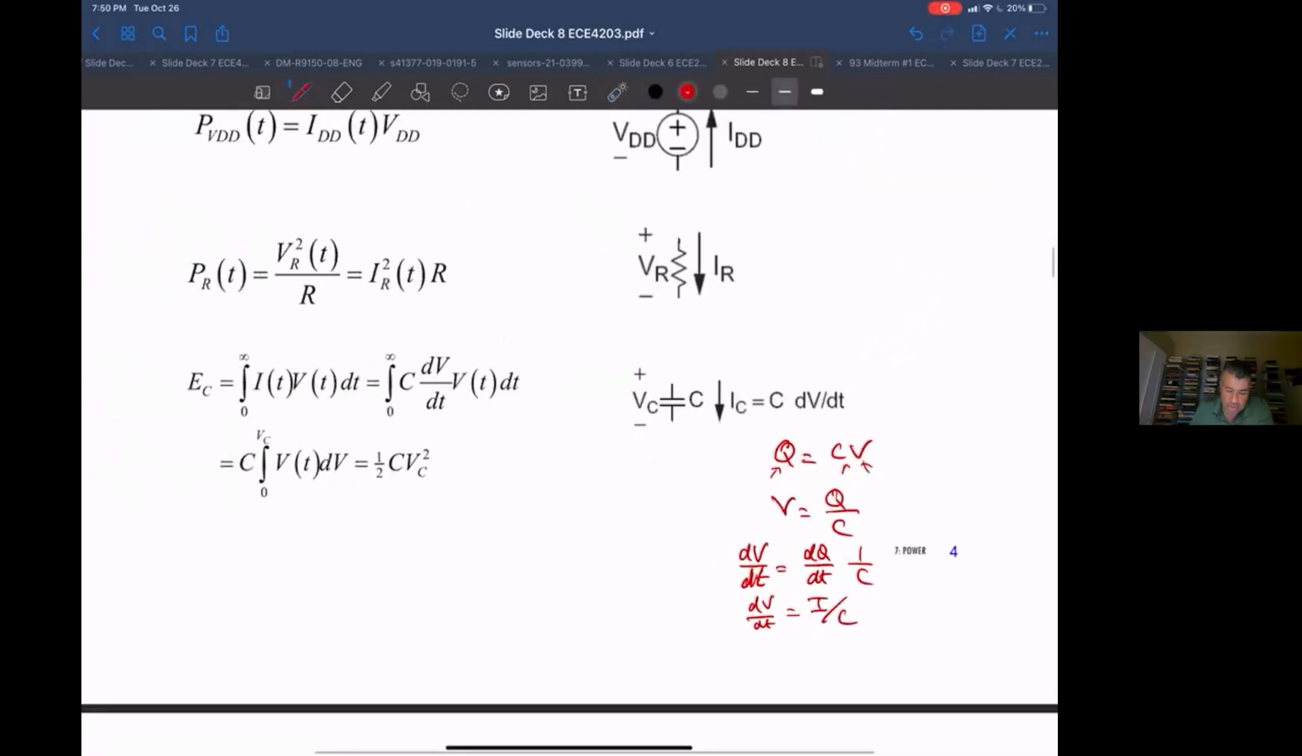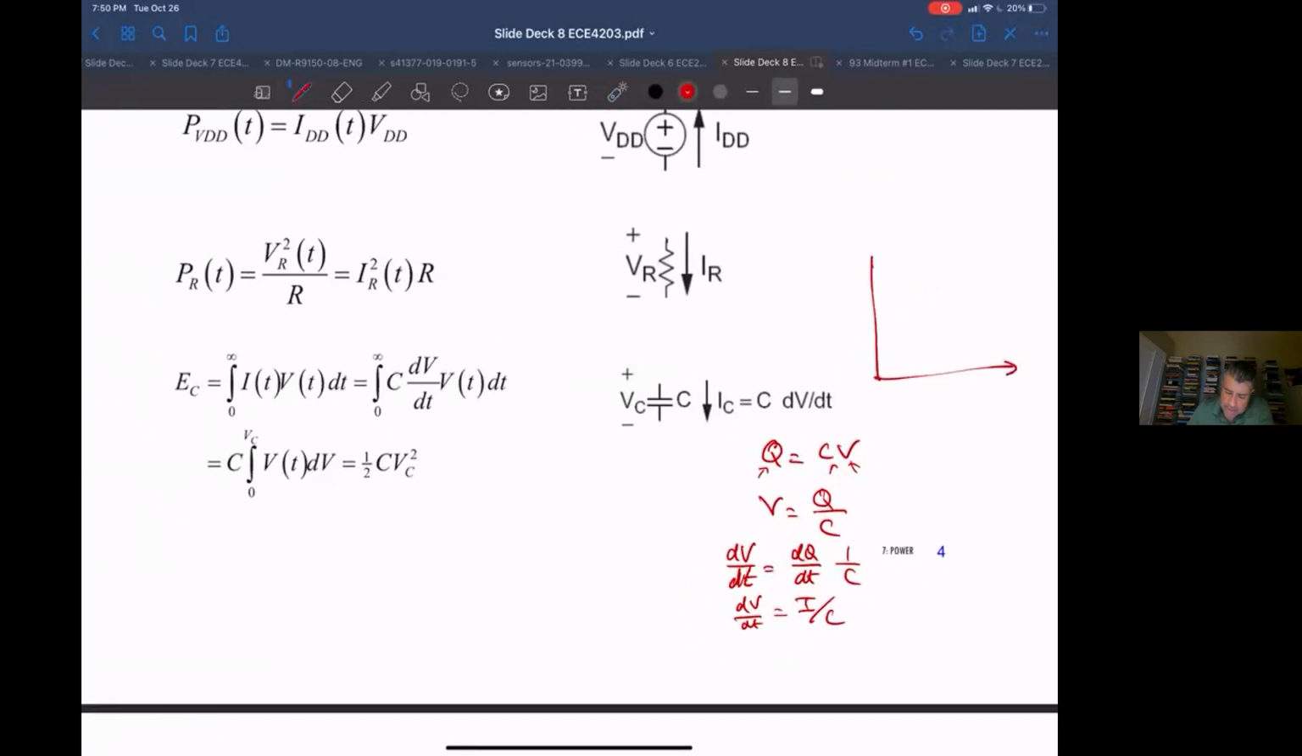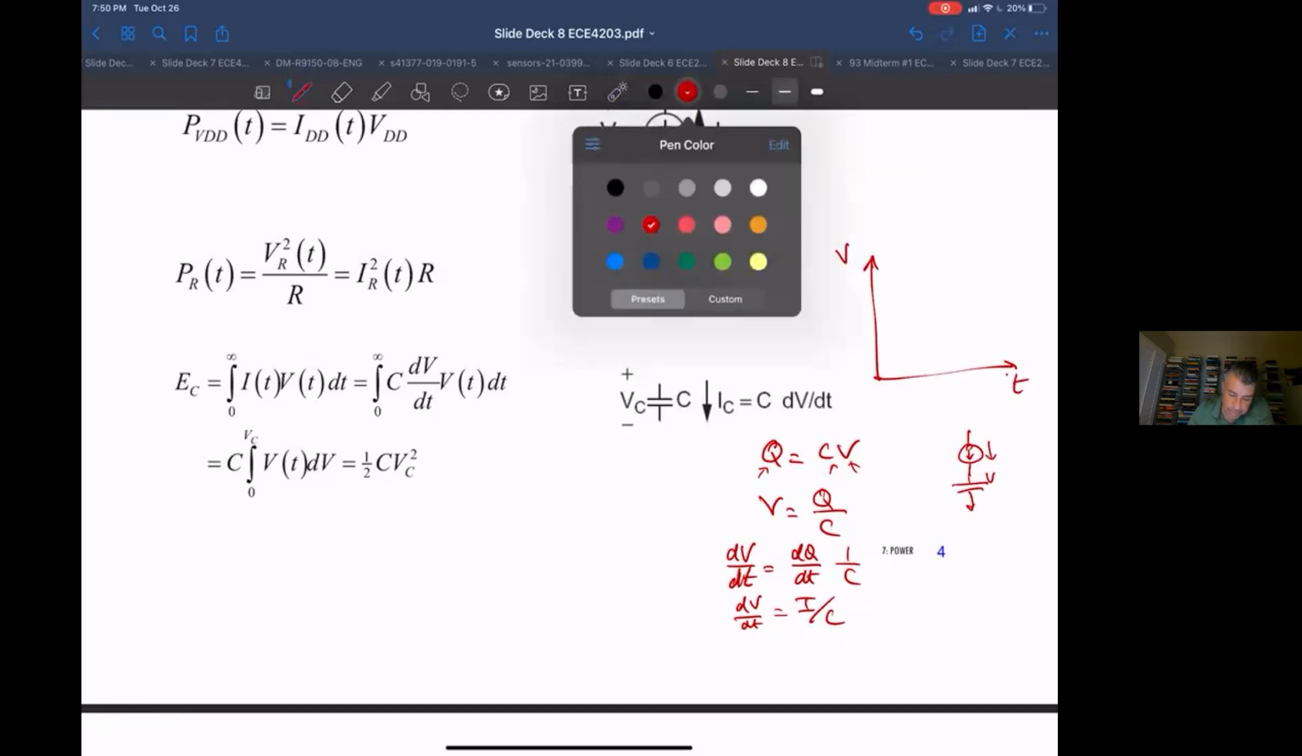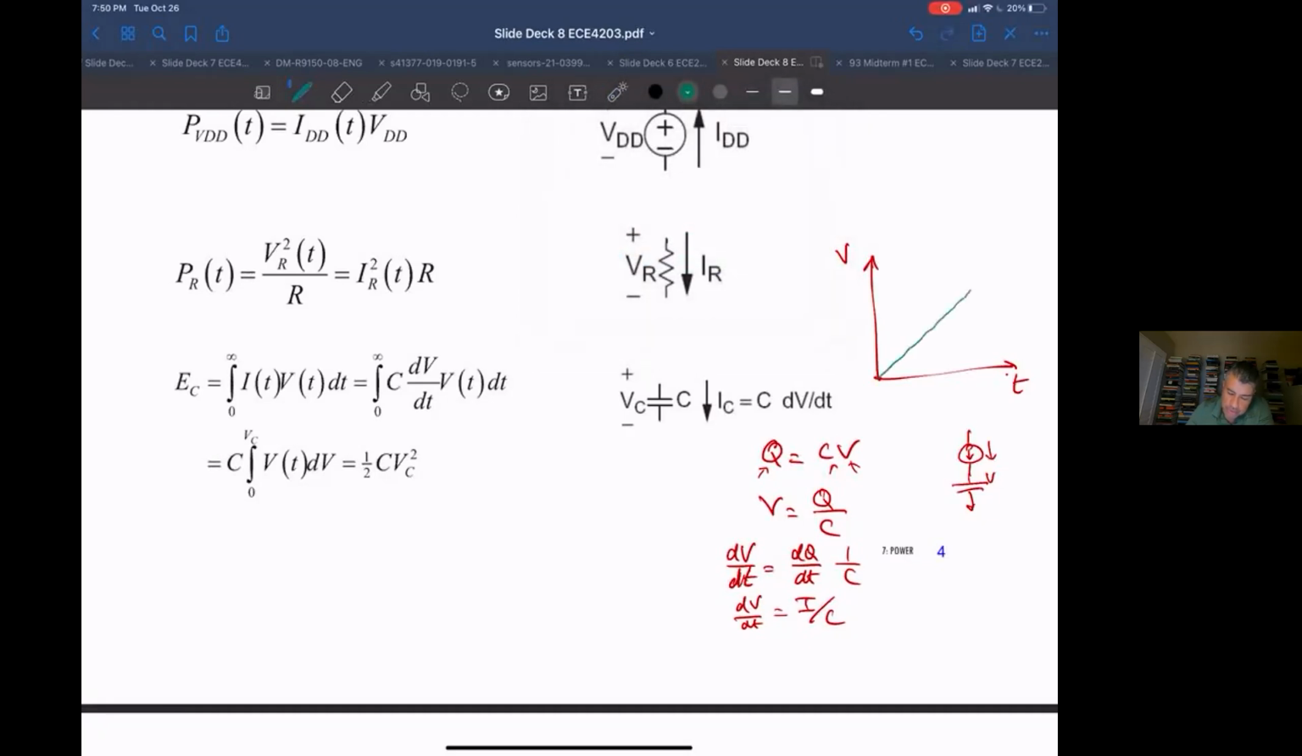Okay. Let me derive it one more way. Let's say I have a current going to a capacitor, and I'm just going to draw this voltage. As a function of time, the voltage of that capacitor will keep going up, because if it's constant current, it's just going to put charge in here and increase this voltage.